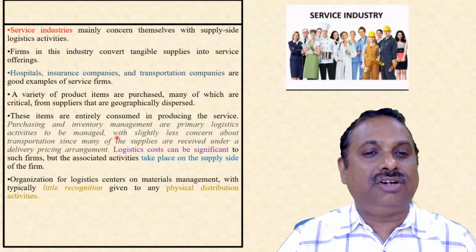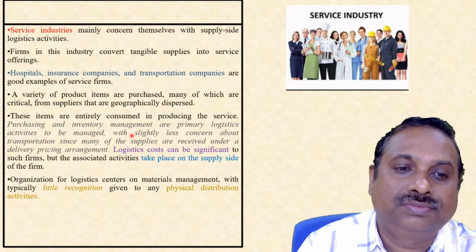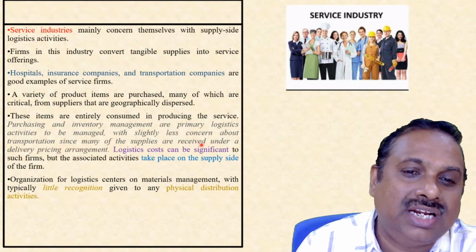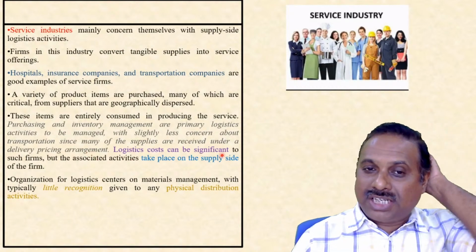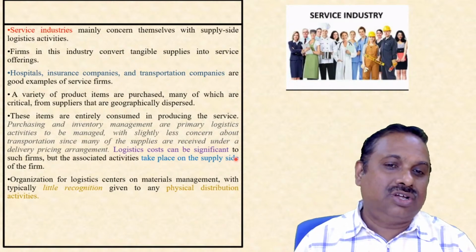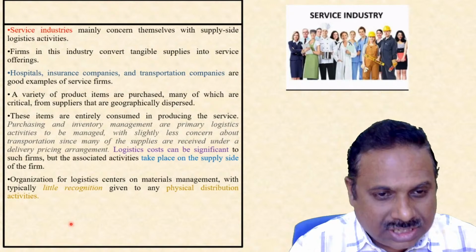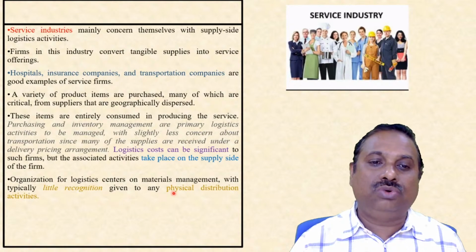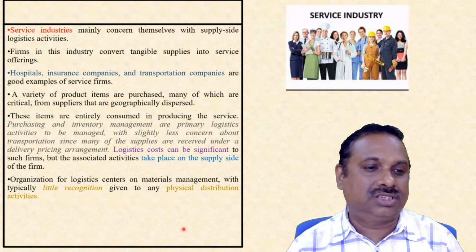So purchasing and inventory management are the primary logistics activities to be managed, with slightly less concern about transportation, since many of the supplies are received under a delivery pricing arrangement. Logistics cost can be significant to such firms, but the associated activities take place on the supply side of the firm. So organization for logistics centers on material management, with typically little recognition given to any physical distribution activities, because these are all intangible. There are no physical distribution activities.